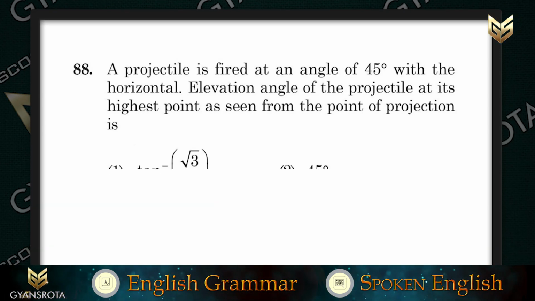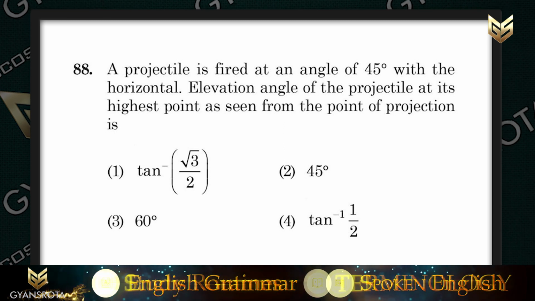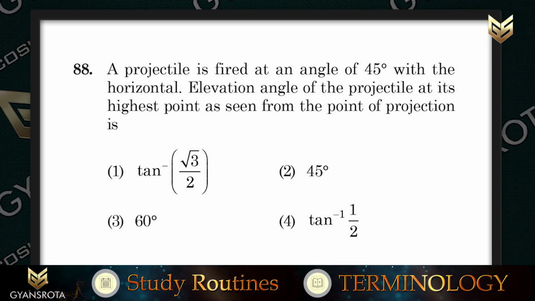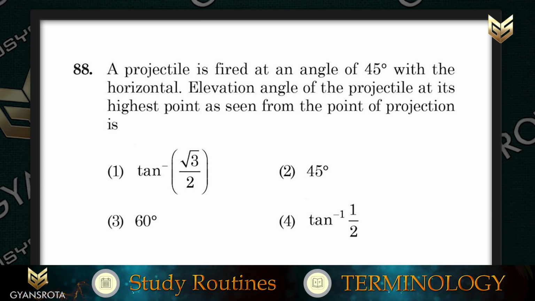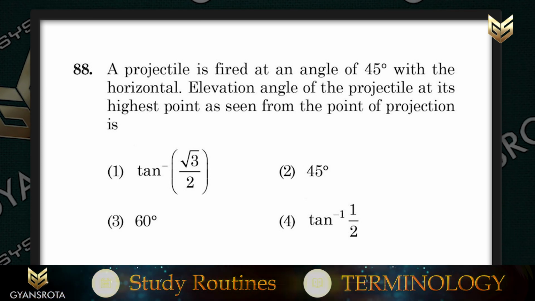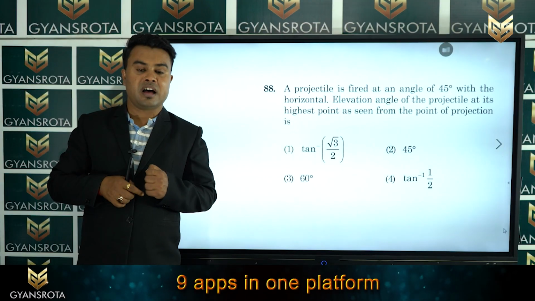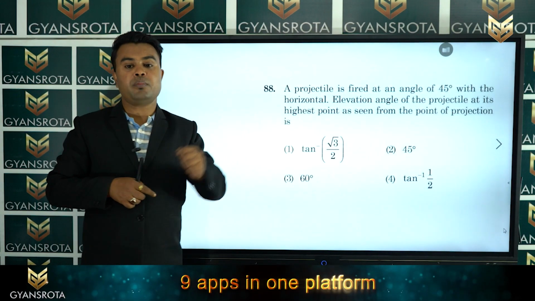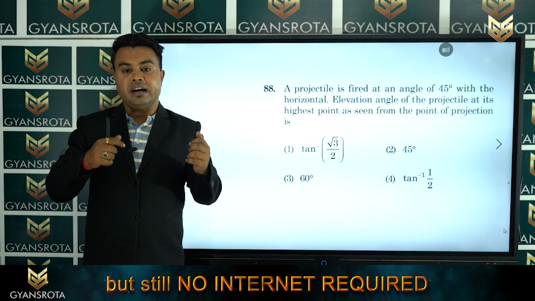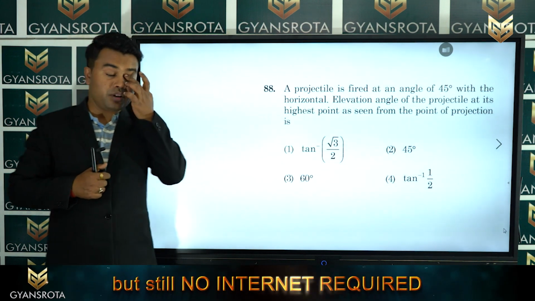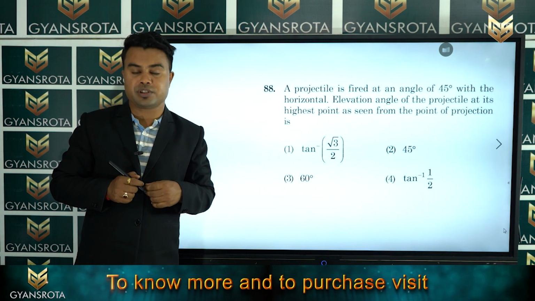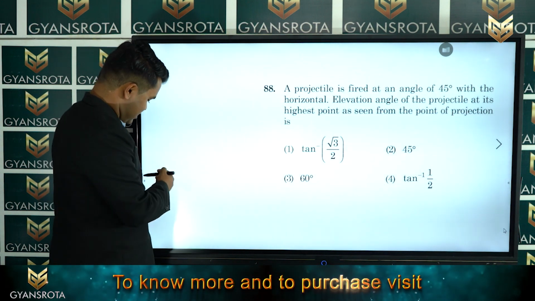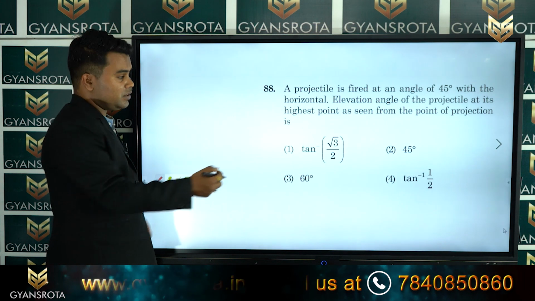A projectile is fired at an angle of 45 degree with the horizontal. The elevation angle of the projectile at its highest point as seen from the point of projection is? At the highest point, how much can the elevation angle be? For that we have to know the angle phi. This is a question from projectile motion. So, I can solve this one, or I can tell you to apply this.